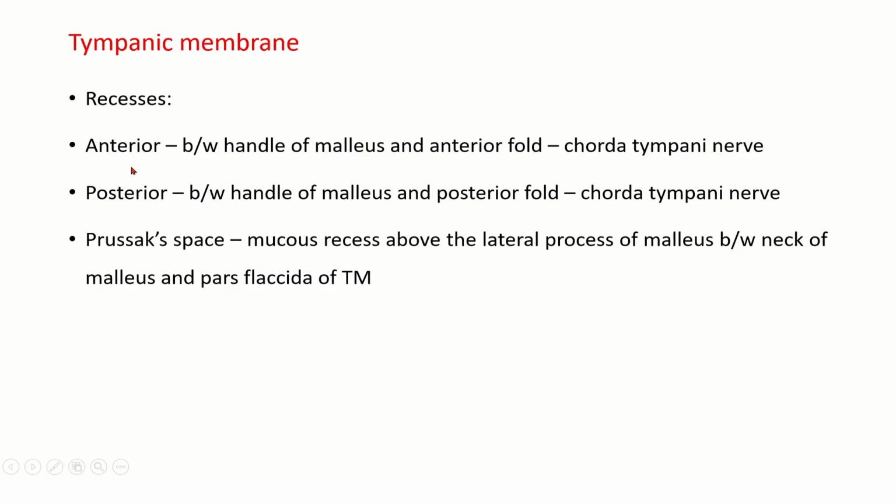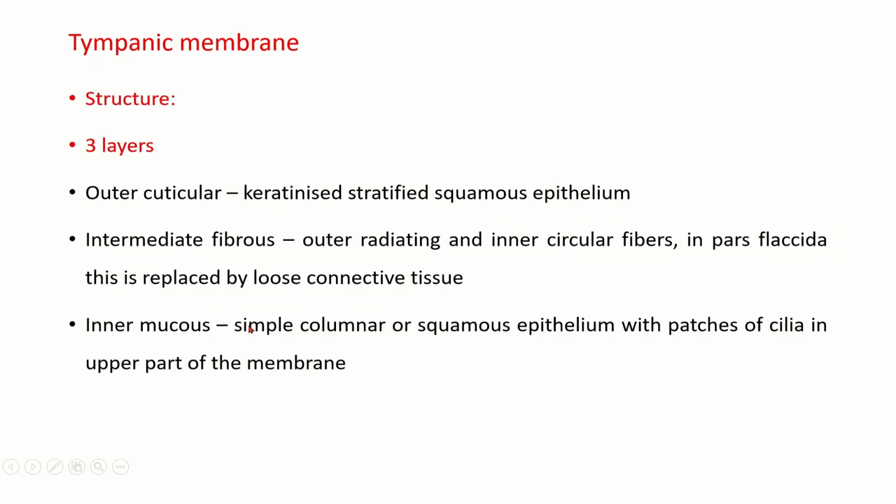So there are three recesses: anterior recess between the handle of malleus and anterior malleolar fold, which contains the chorda tympani nerve. Posterior recess between the posterior malleolar fold and the handle of the malleus, again containing the chorda tympani nerve. Prussak's space, which is a mucous recess above the lateral process of malleus, between the neck of malleus and the pars flaccida of the tympanic membrane.